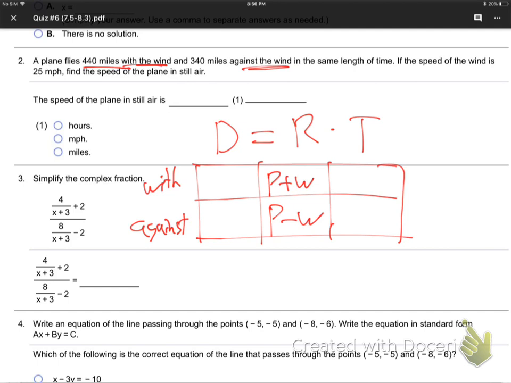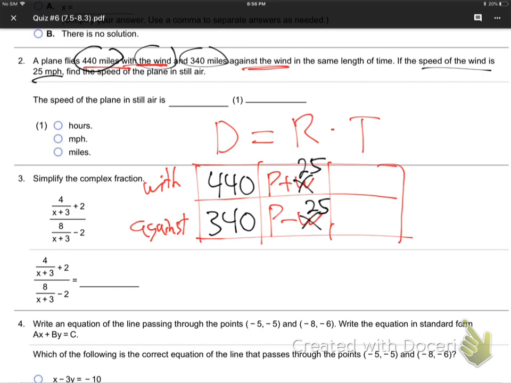Okay. So now let's put in some data here. What does it say? 440 miles with the wind. That's the distance with the wind. 340 miles against the wind. That's the distance against the wind. Speed of the wind is 25. So let's get rid of this W. The mystery of W is over. We know W is 25. So that's P plus 25, P minus 25.